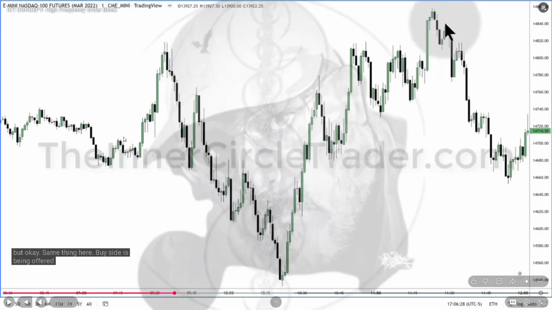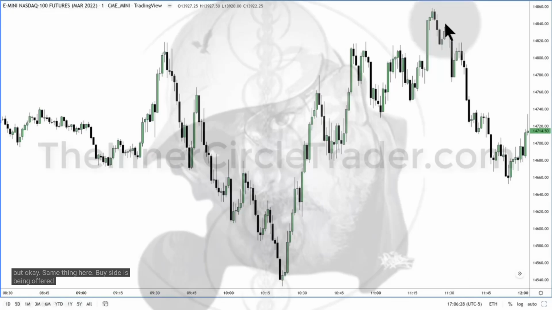Order flow, fair value gap, order flow, fair value gap. Price moves from order flow to fair value gap.